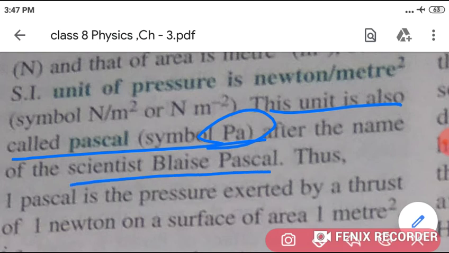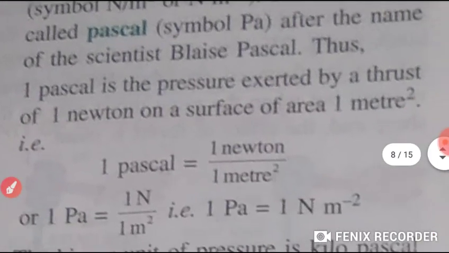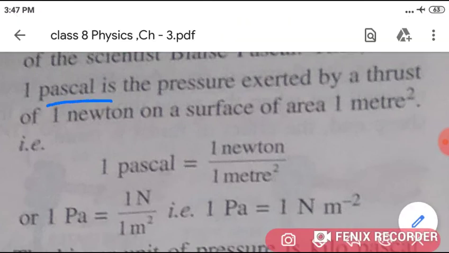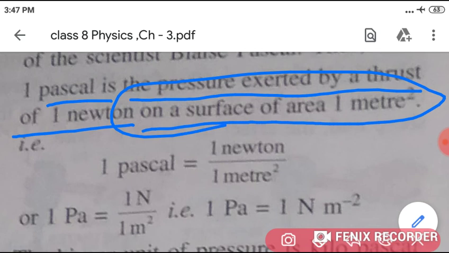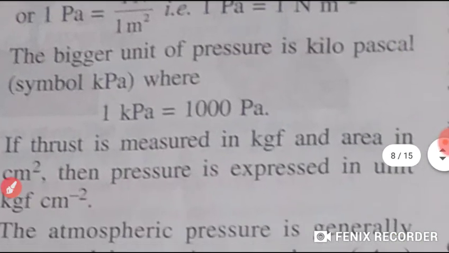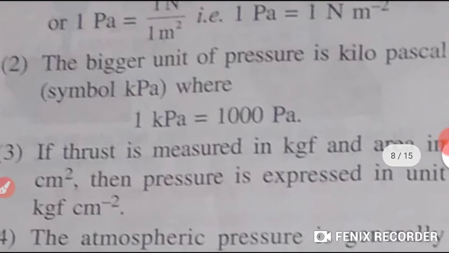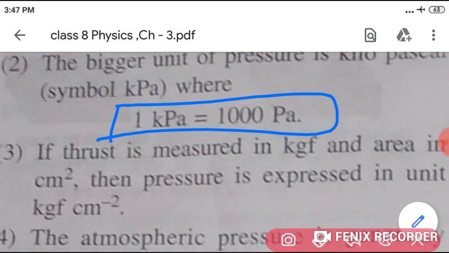Pascal. Thus we can say that 1 Pascal is the pressure... Underline this. What is the definition of 1 Pascal? It is the pressure exerted by a thrust of 1 Newton on a surface area of 1 meter square. That means 1 Pascal is equal to 1 Newton by 1 meter square. So the bigger unit of pressure is, students, kilopascal. 1 kilopascal is equal to 1000 Pascal.